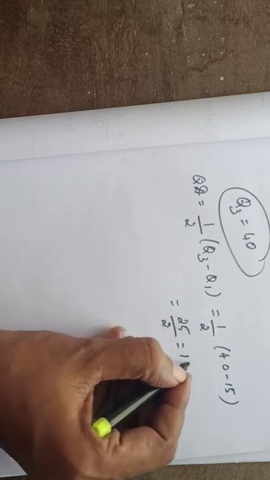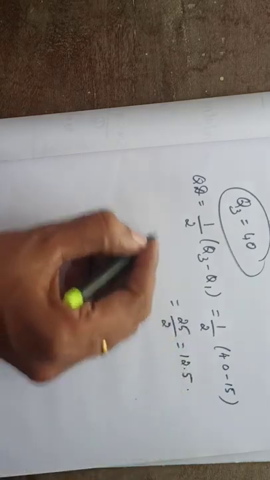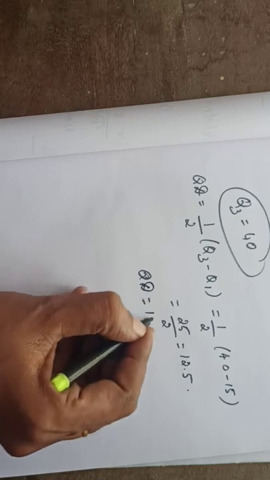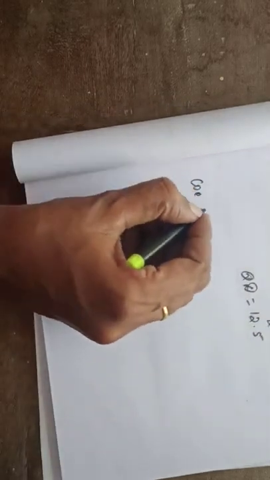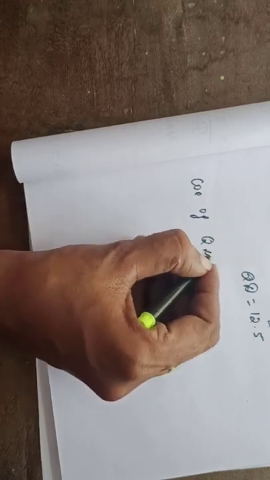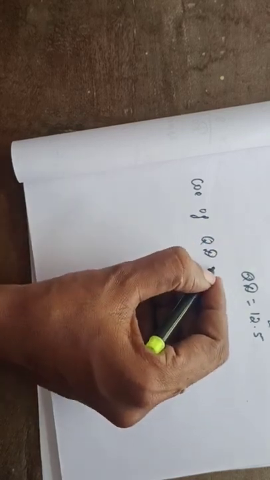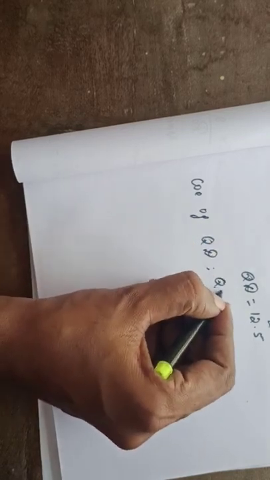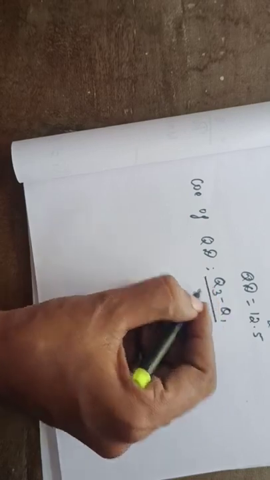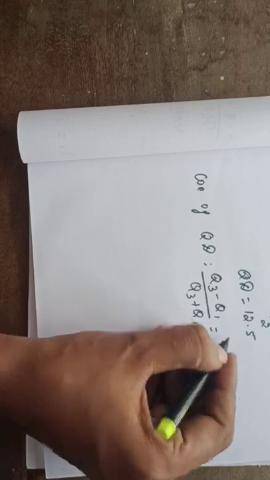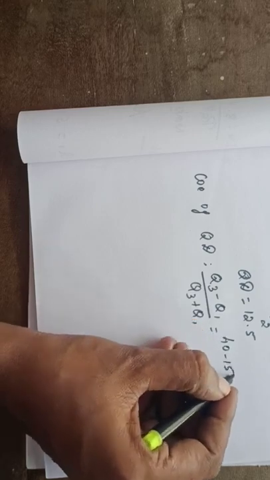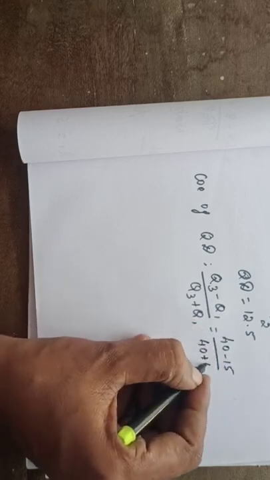25 by 2. So what will you get? 12.5. This is the answer for QD equal to 12.5. Okay, then next what will you need to find? Coefficient of quartile deviation. What's the formula for coefficient of quartile deviation? Q3 minus Q1 divided by Q3 plus Q1. Substitute the value. 40 minus 15 by 40 plus 15.